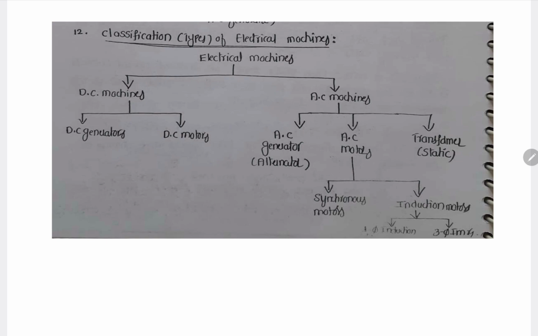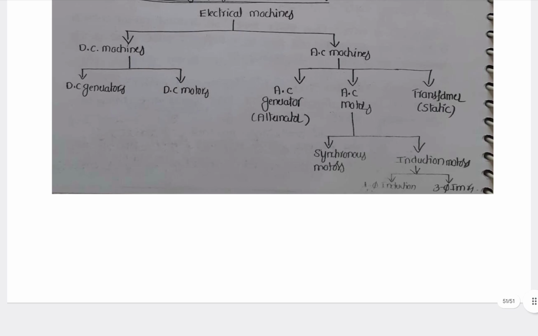Electrical machines are classified into two types, DC machines and AC machines. In DC machines we have the DC generator and DC motor. In AC machines we have the AC generator or synchronous generator, also called an alternator. In AC motors we have synchronous motors and induction motors. In induction motors we have single phase and three phase induction motors, and one more AC machine is the transformer. So these are the basics of electrical machines or basics of electromagnetic induction.